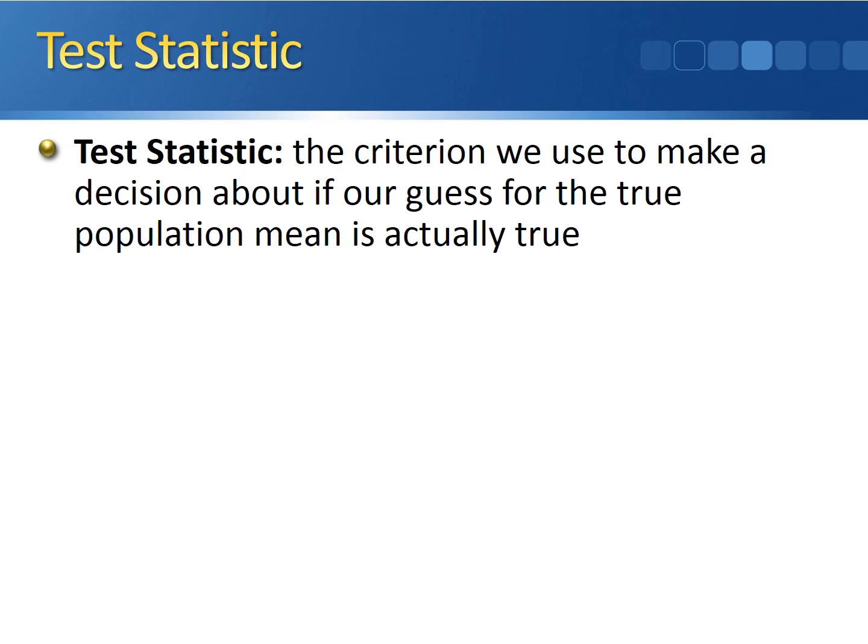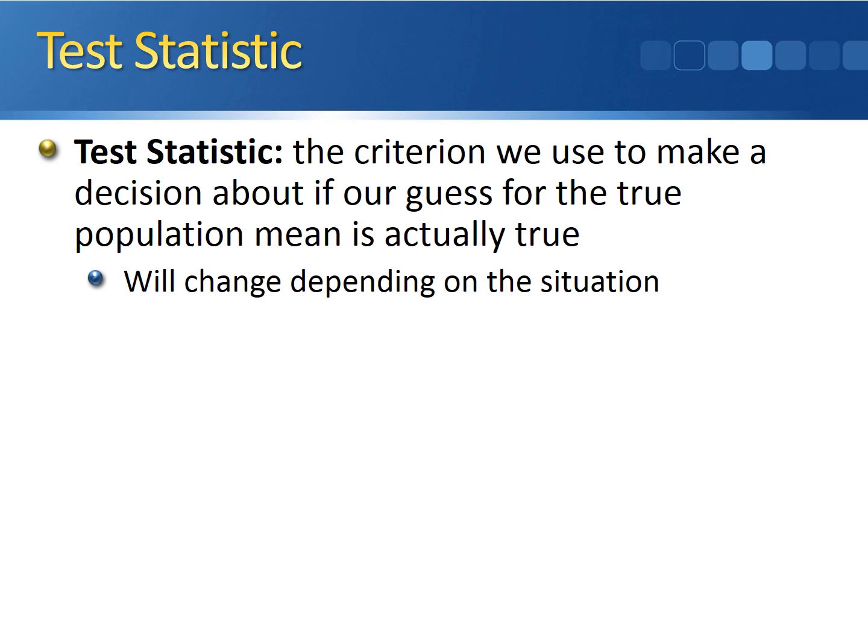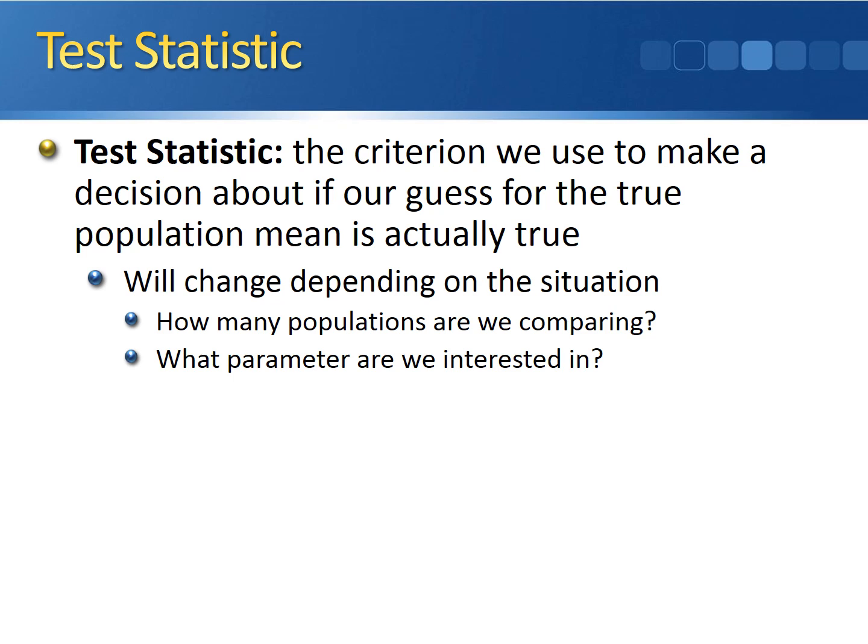The way we do this is by calculating the test statistic. The test statistic is the criterion that we use to make a decision about if our guess for the true population mean is actually true. In other words, it's a measure of how far away our sample statistic is from our hypothesized population parameter. How far away is x bar from our hypothesized mean mu naught? Now, the test statistic is going to change depending on the situation. We have to figure out how many populations we're comparing, and we have to look at what parameter we're interested in.